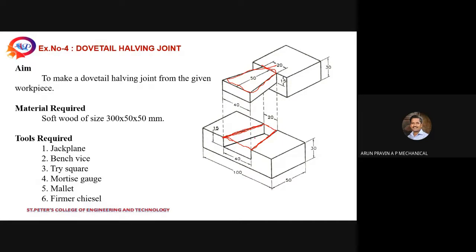The main purpose of chisels is to remove the material in between the work. So in that case, we should use the chisels. Chisels are also used for making tools and so on. Similarly, here also, you should mark the trapezoidal shape based on the dimensions. This is a dovetail joint.